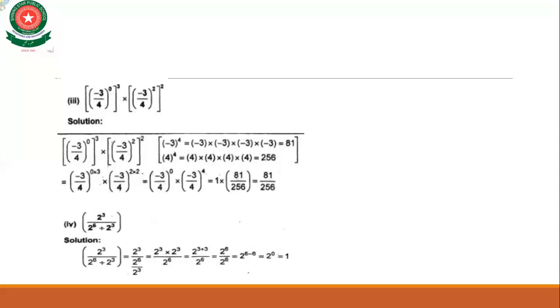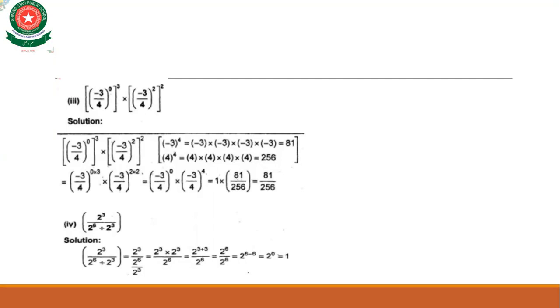So we will get (-3/4)^0, because whenever any number is multiplied by 0, the answer will be 0. And the next one is 2 into 2, which means 4. So the equation is (-3/4)^0 multiplied by (-3/4)^4.